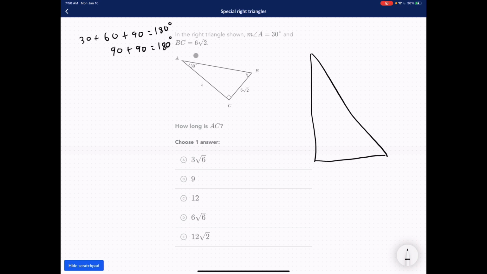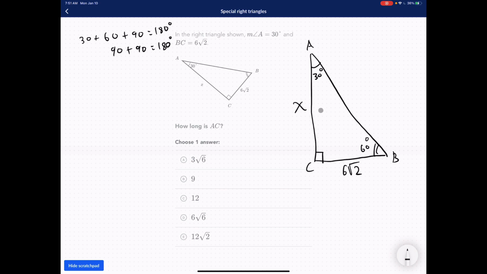So this is A, B, and C. This is going to be my right triangle here. That's going to be my 30 degrees for my A. And if that's 30 degrees, this is B, which is 60 degrees. And then the length of C to B is 6 square root of 2. And the length from A to C is x, right? So that's what I have here.